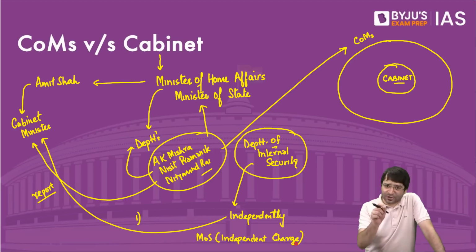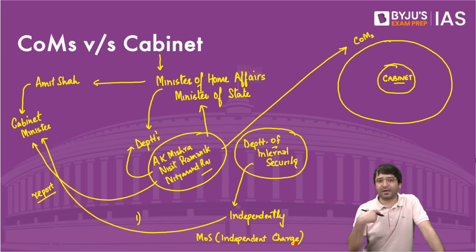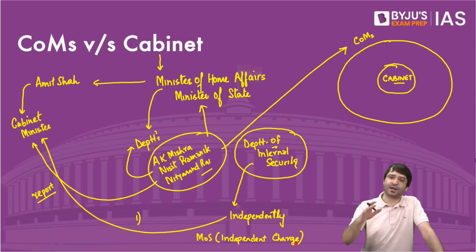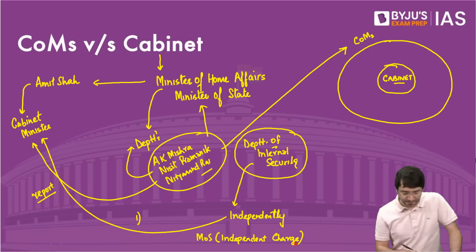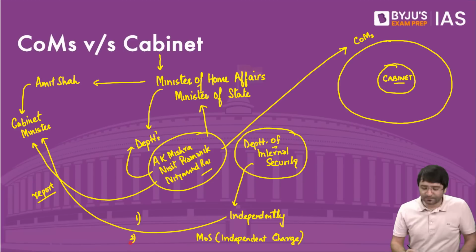I am a Minister of State because I am in charge of one department within the ministry. But I am in charge of this department independently, without having to report to the Cabinet Minister. I become Minister of State with independent charge. That's scenario number one.